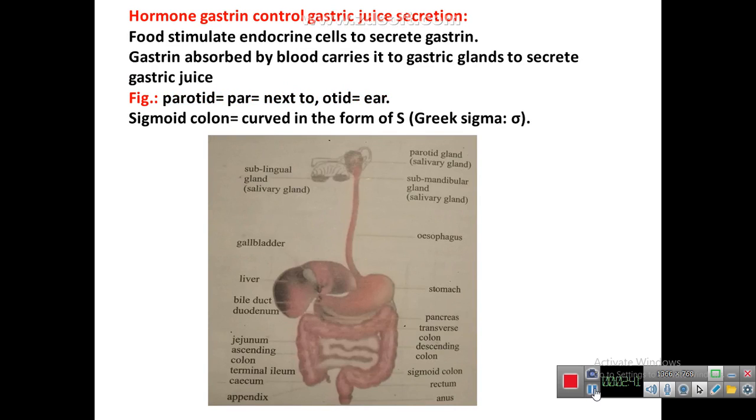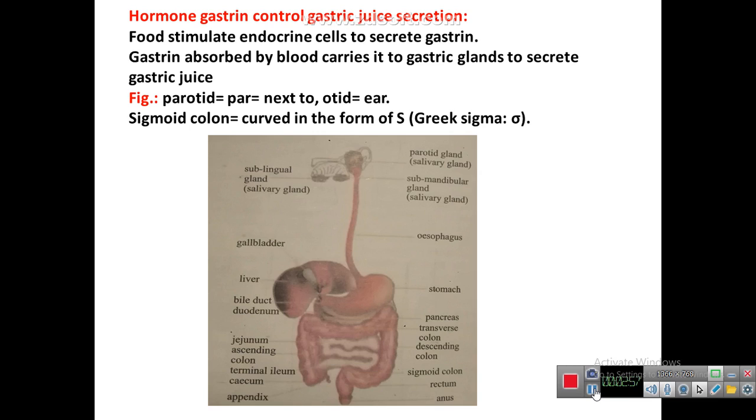Hormone gastrin controls the gastric juice secretion. Food stimulates the endocrine cells to secrete gastrin. Gastrin is absorbed by the blood, which carries it to the gastric glands to secrete gastric juices.